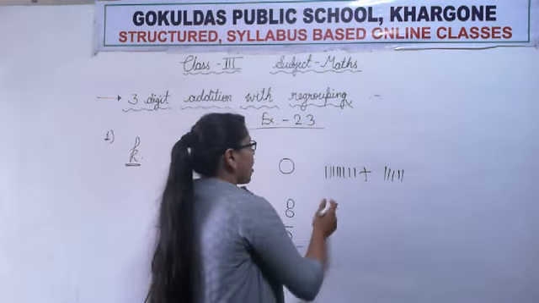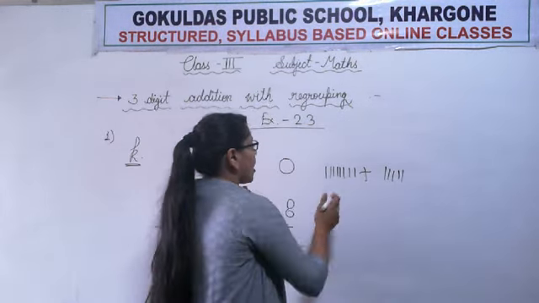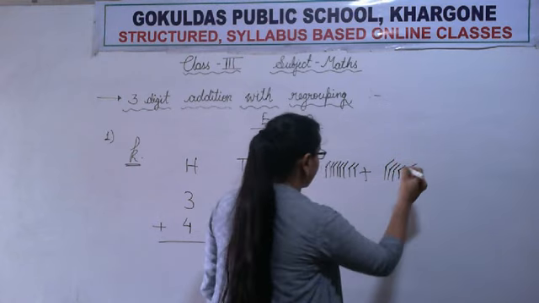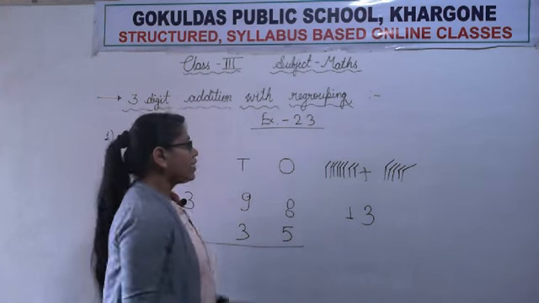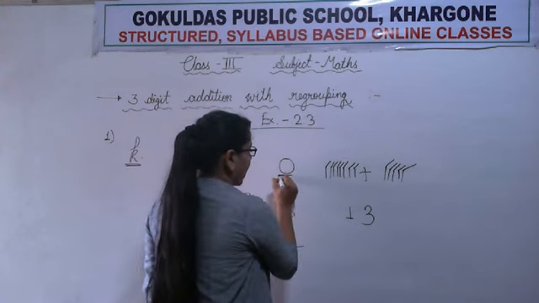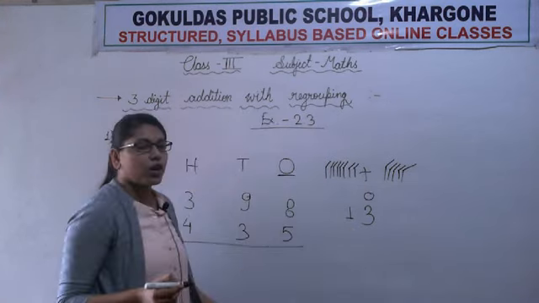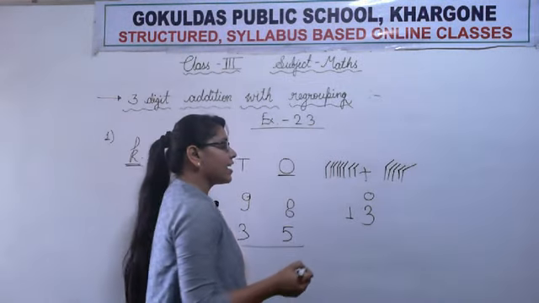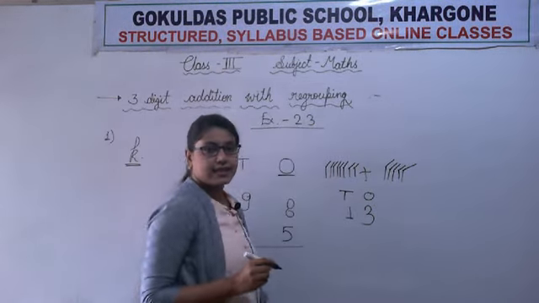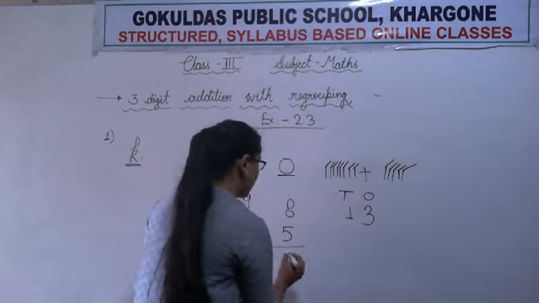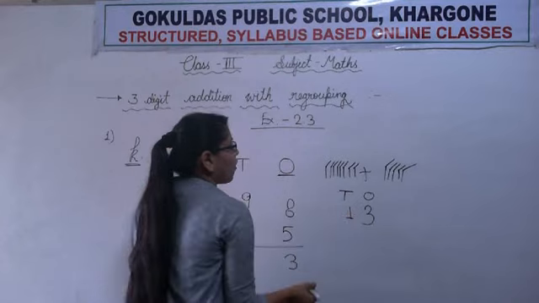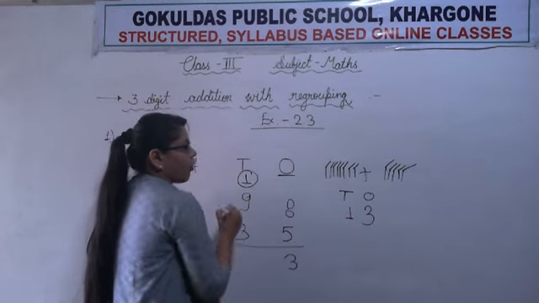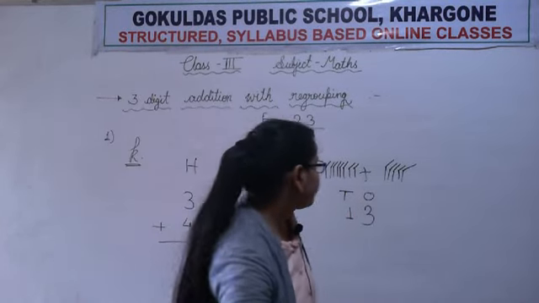Now let's add them all. 1, 2, 3, 4, 5, 6, 7, 8, 9, 10, 11, 12 and 13. We added one digit and got a 2-digit answer. So we were adding ones, so we will write ones here, and what comes after the ones position is tens, so we will write tens here. So 3 is written below the ones, so we will write 3 in the ones column and 1 in the form of carry in the tens column.